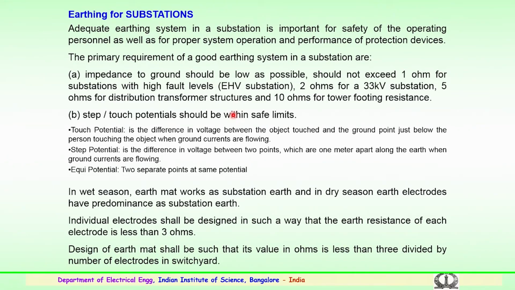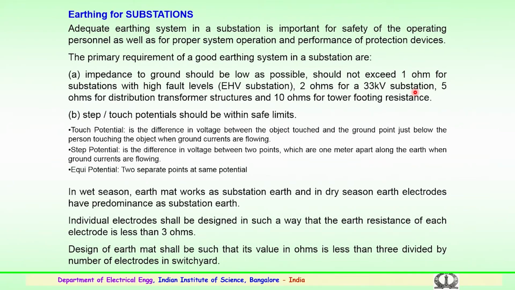So, several of these have to be considered. The primary requirement of a good earthing system in any substation is that the impedance to the ground should be as low as possible, and should not exceed 1 ohm as specified by the standards for substations with high fault levels, particularly for extra high voltage systems. In case of distribution type of substations, typically 2 ohms for 33 kV, 5 ohms for distribution transformer structures and 10 ohms for tower footing could be permitted by the standards.